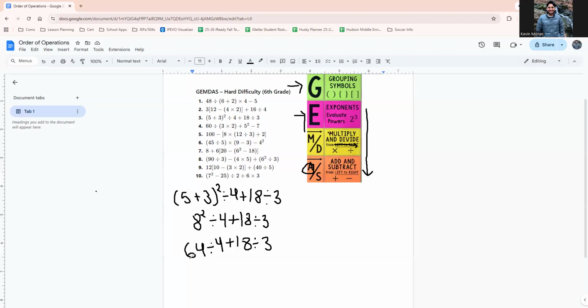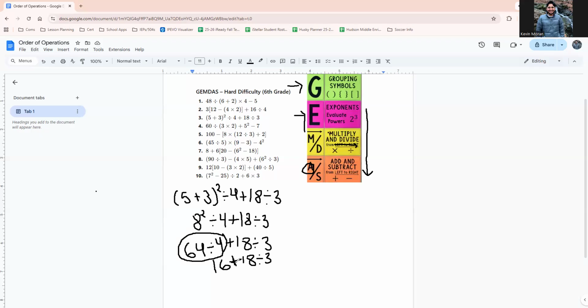64 divided by 4 is 16. Yep. 16 plus 18 divided by 3. And notice how when I do this right here, I can also do this from the right away because it doesn't really affect this addition here.